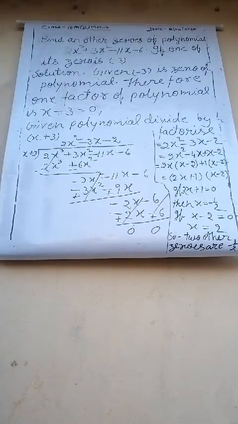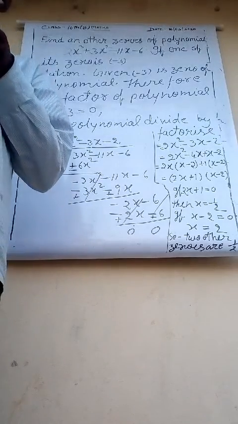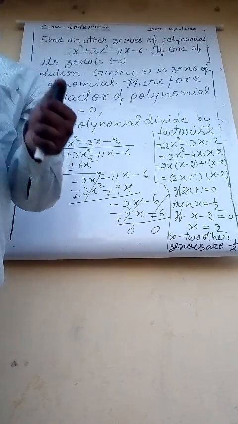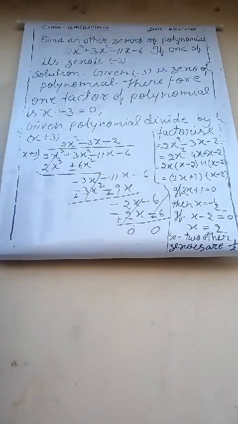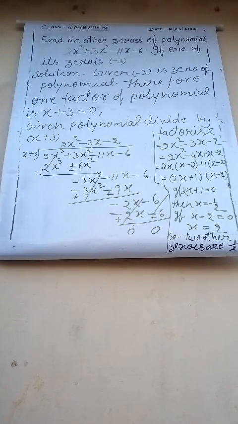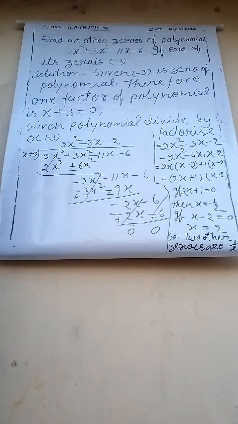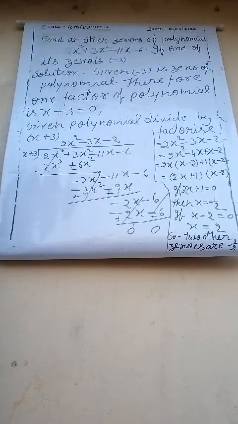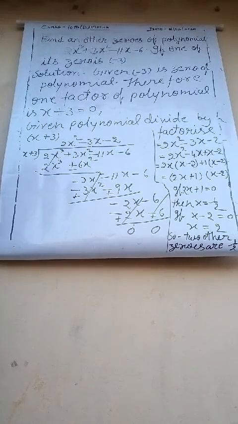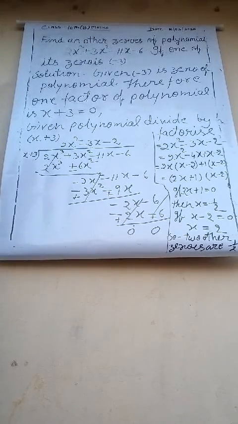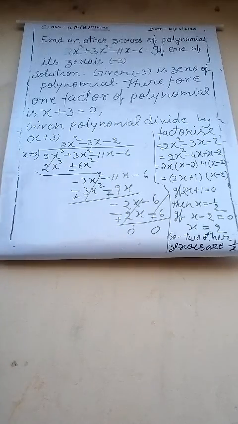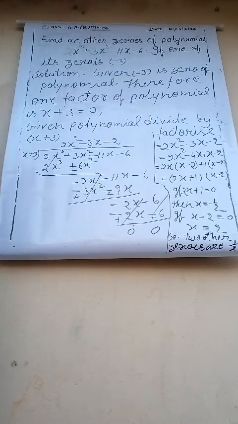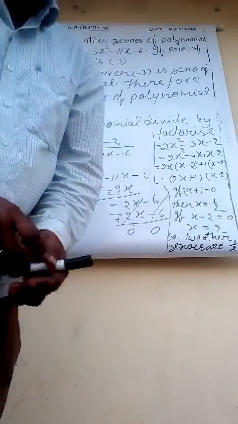Putting in the rule of dividend is equal to divisor into quotient plus remainder, and solve this polynomial. Find the value of g(x) as the divisor of the polynomial. The end.